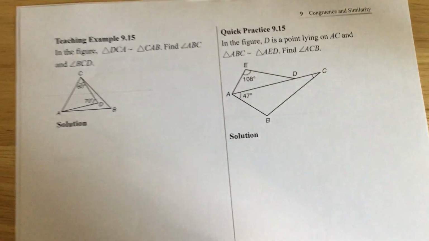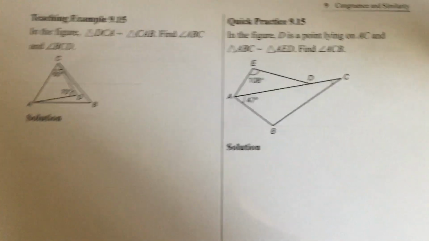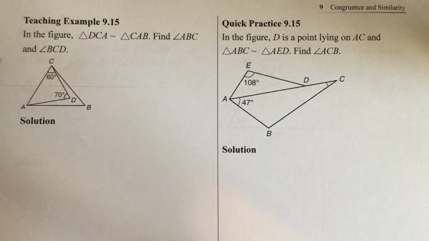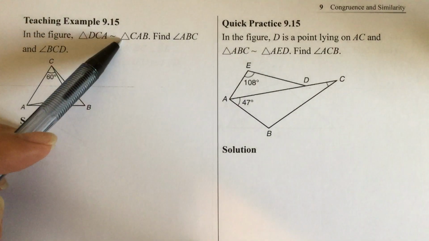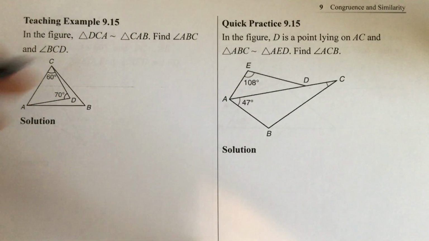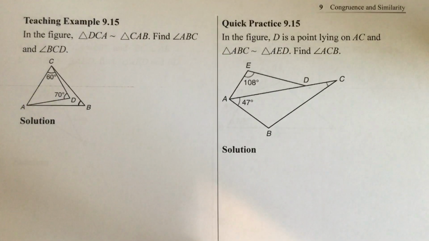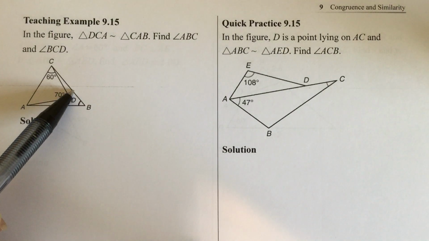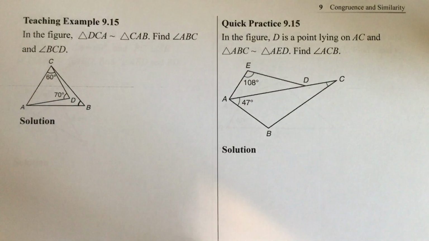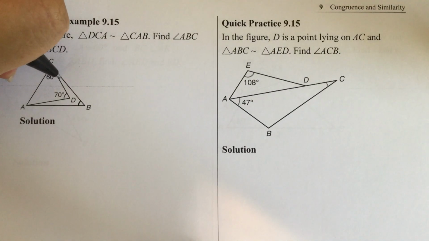Okay, this time a little bit difficult because we are going to find the answer and the angles here. So let's look at this one. For triangle DCA is similar to triangle CAB, you're going to find the angle ABC here, and also you are going to find out the angle BCD. Okay, a little bit narrow one.